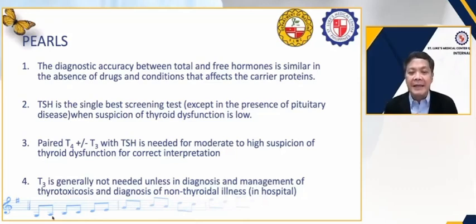T3 is generally not needed, unless in somebody who's in the hospital where you want to diagnose non-thyroidal illness, or in thyrotoxicosis, whereby there could be T3 toxicosis. In hypothyroidism, you don't need to request T3 in the great majority. It's a waste of money. But if the patient is thyrotoxic, T3 will help you interpret and not miss out on T3 toxicosis.